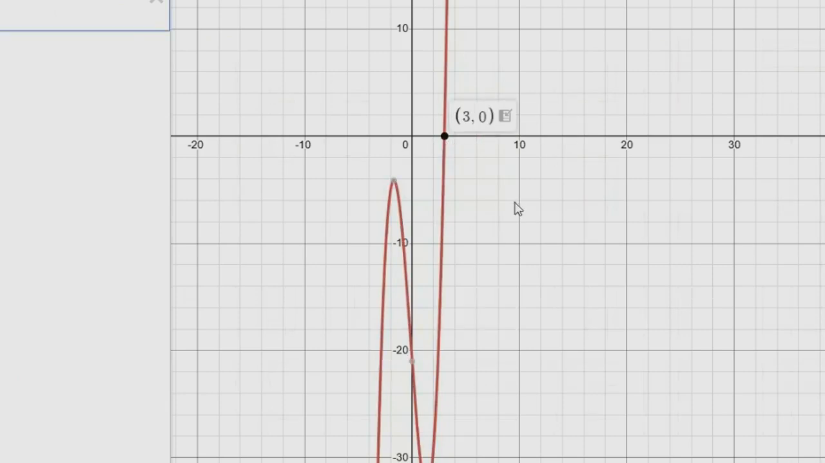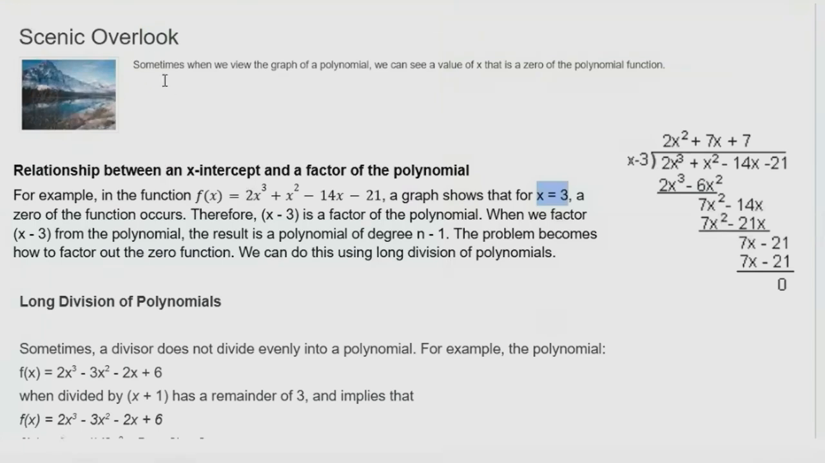That is a 0. That's where the function equals 0, right? It equals 0 there. It crosses the x-axis. That is a 0, the only 0 we can see for this equation. Therefore, x minus 3 is a factor. Correct. It is a factor.